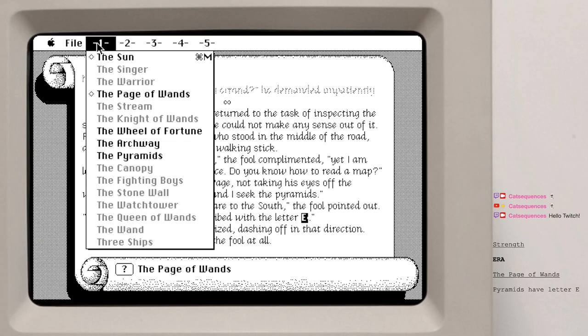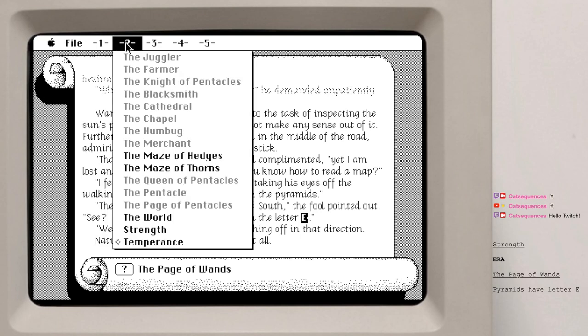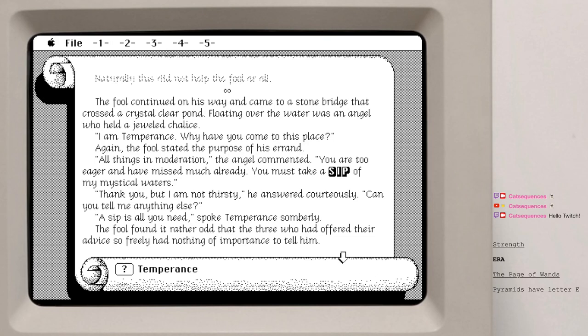Okay, let's go to the next one that's available, which is going to be the... Is Temperance? Temperance. Okay.